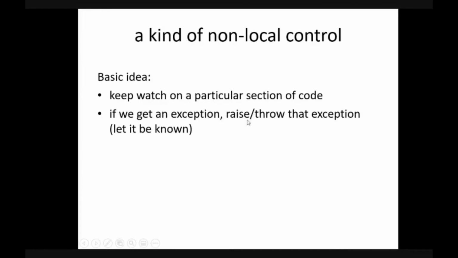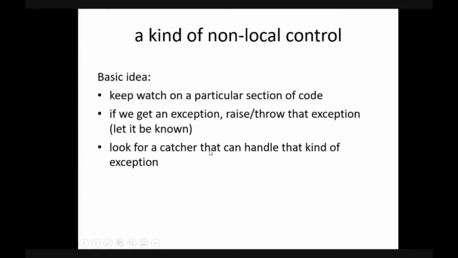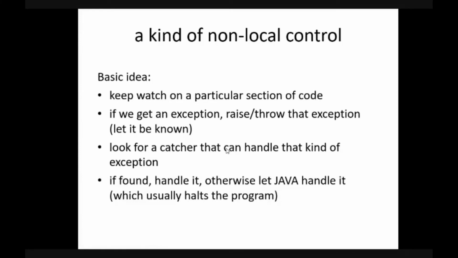A kind of non-local control: keep watch on a particular section of the code. If you get an exception, throw that exception, let it be known. Look for a catcher that can handle that kind of exception. So I'm going to write a catcher. It is going to catch my problem and give whatever message I like. If found, handle it. Otherwise, let Java handle it.